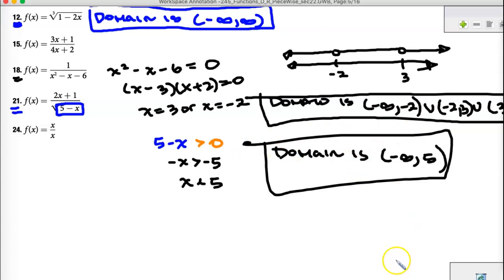And this is where the practice is going to come into play, because if you take a look at number 24, x over x just simplifies down to 1. So the domain here would be negative infinity to positive infinity.